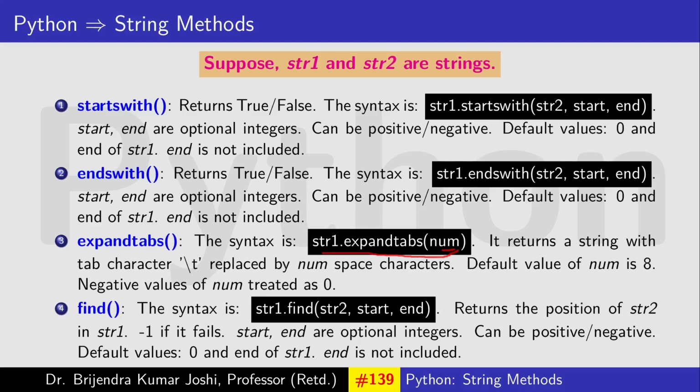The next one is find. Its syntax is given here. Start and end mean the same thing. It returns the position of str2 in str1, and it returns -1 if it fails. If str2 is not present in str1, it returns -1. Again, start and end are optional integers, can be positive or negative. Default values are 0 and the end of str1, and end is not included, and so on. Okay, so if str2 is not present, it returns -1. Otherwise, it returns the position of str2 in str1.